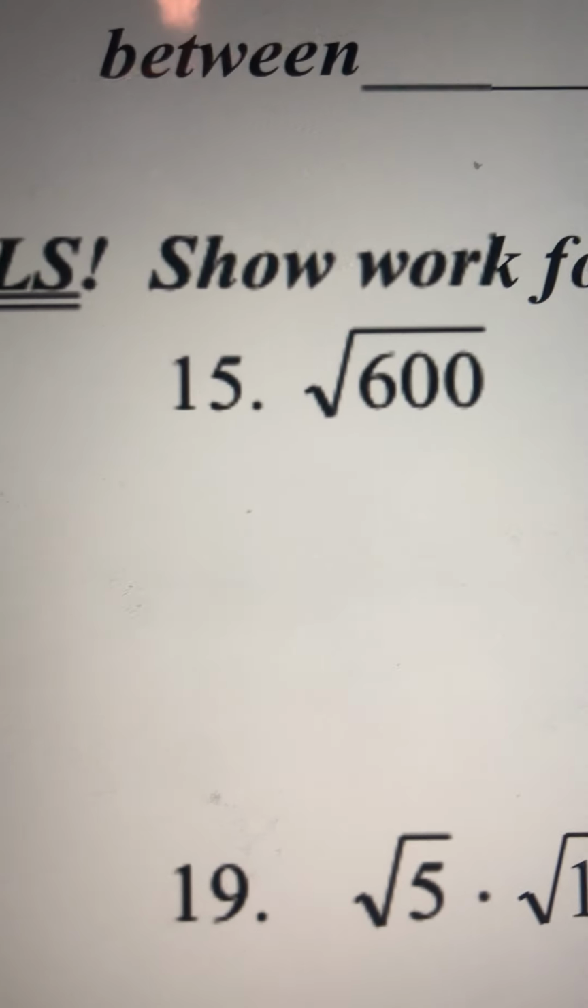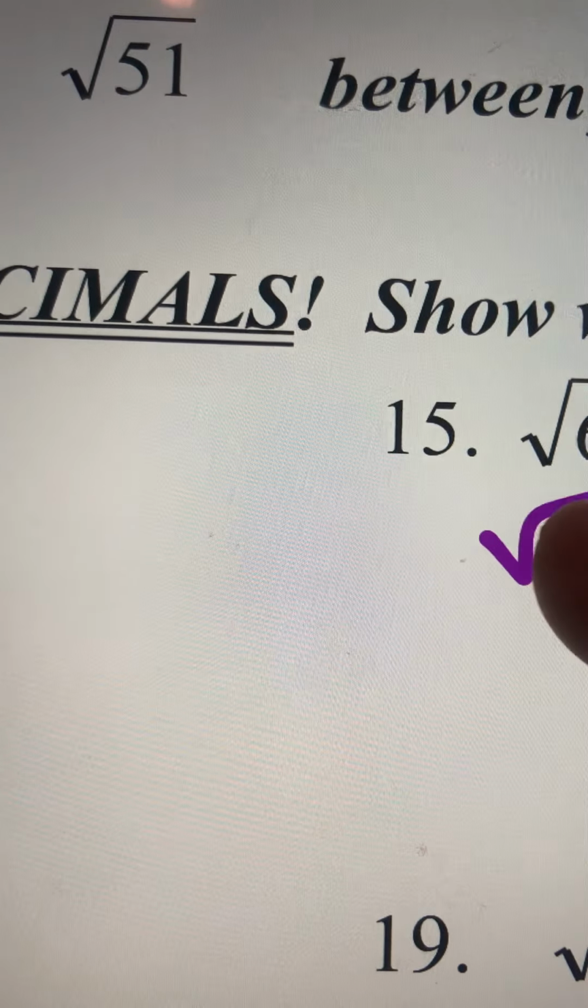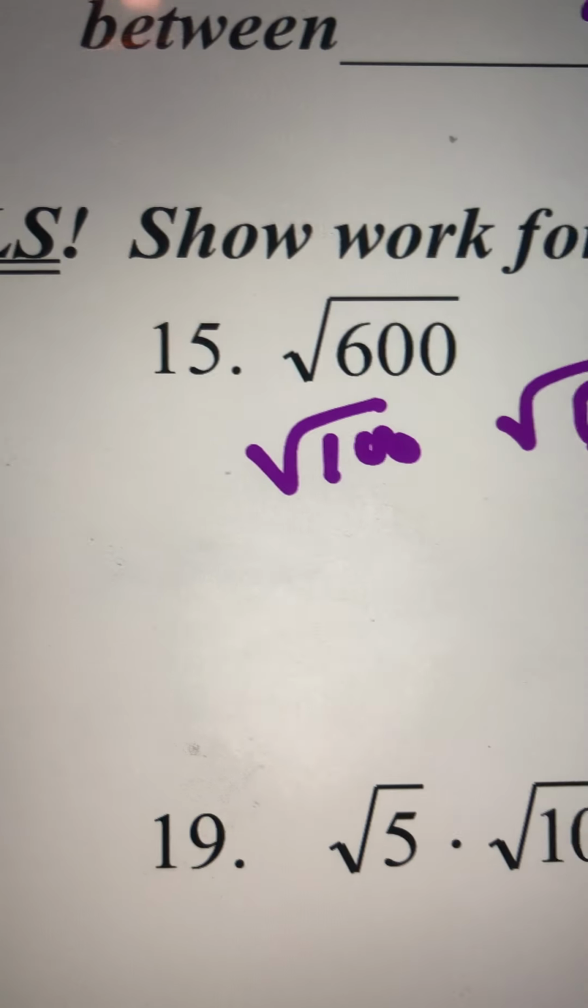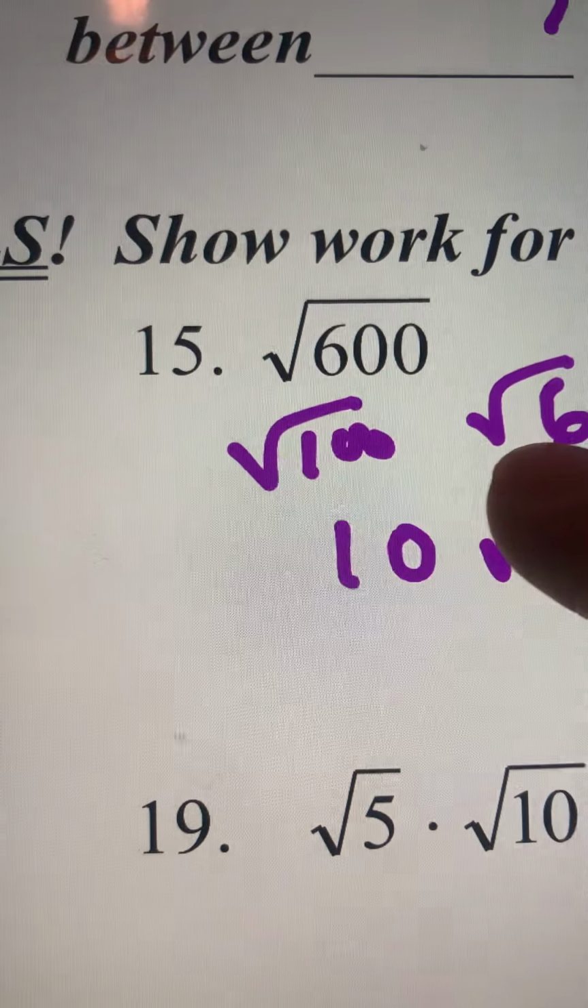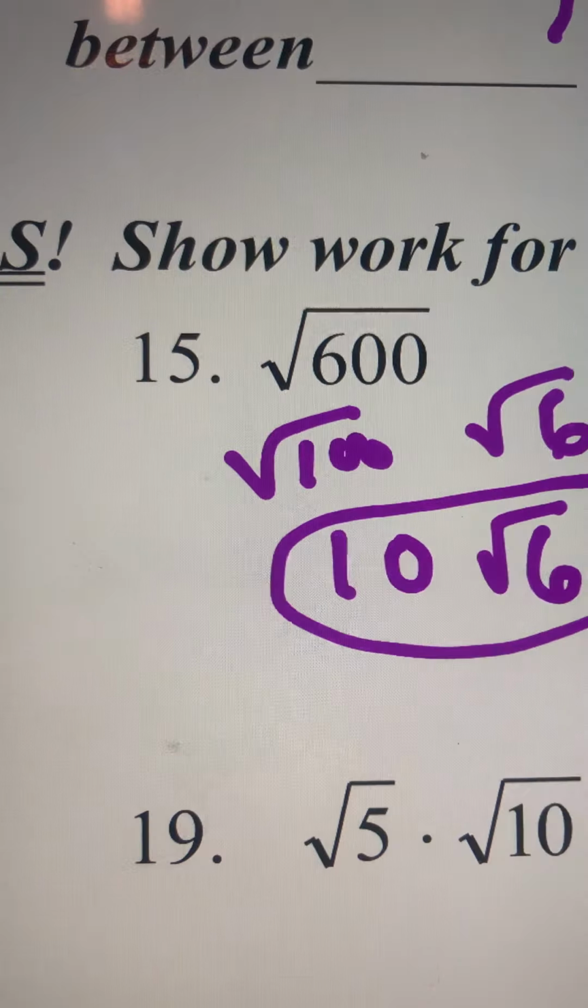Square root of 600 is the square root of 100 times the square root of 6. The square root of 100 is 10 root 6. There.